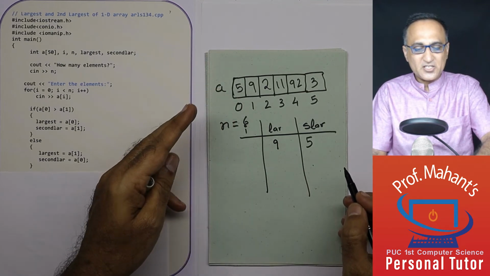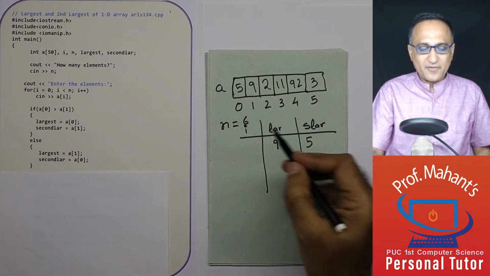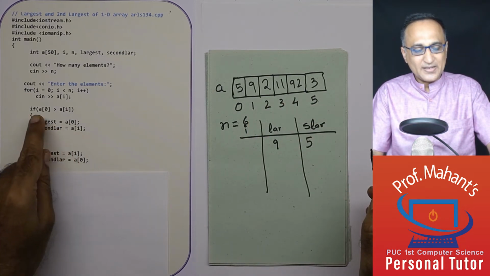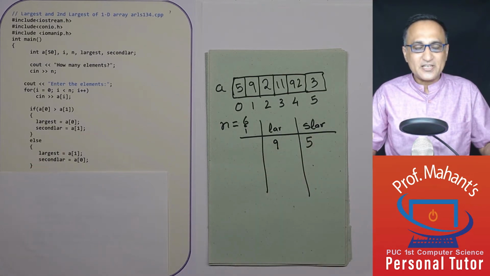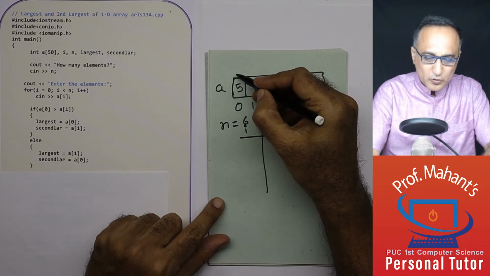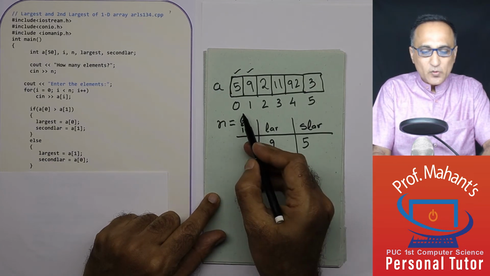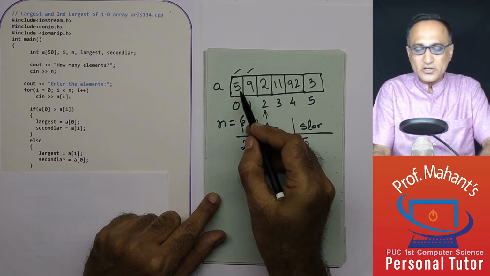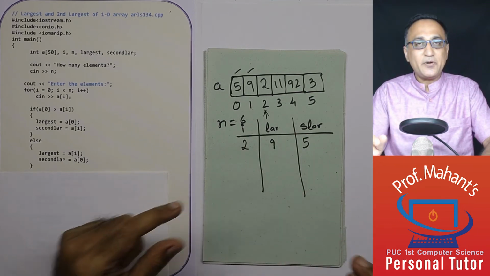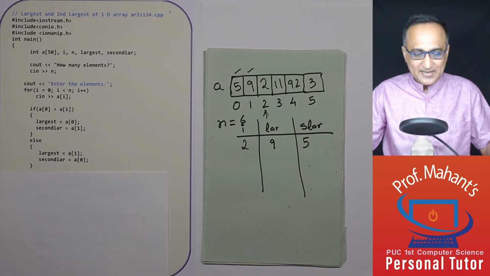Suppose the numbers were interchanged, largest would be 9 and second largest would be 5, but that would be a of 0 and a of 1. The reason I am comparing the 0th and the first position is, in the first step itself I am trying to find the largest and the second largest. Now I have processed two locations, so I don't need to worry about them. So I can start with the value of I directly equal to 2, because I have already processed 5 and 9, and between 5 and 9 I have already found out which is the largest and which is the second largest.